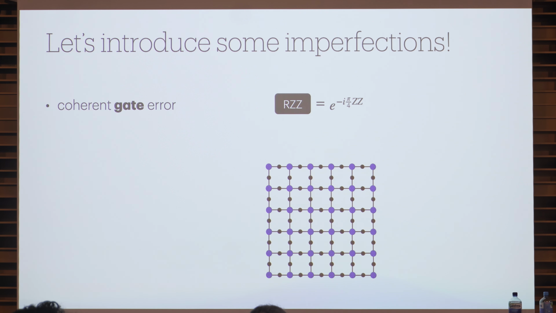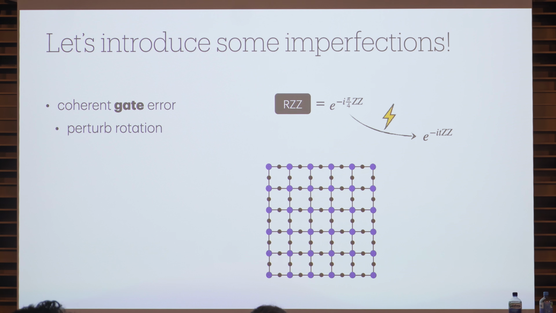So we call this coherent gate error. Essentially, what we do is we take this pi over 4 right here and we perturb it to an arbitrary angle t. Essentially, we perturb the rotation of this RZZ gate.